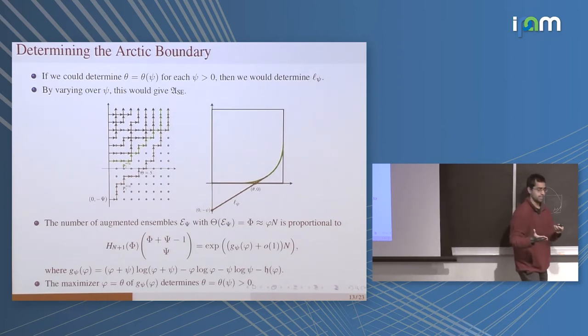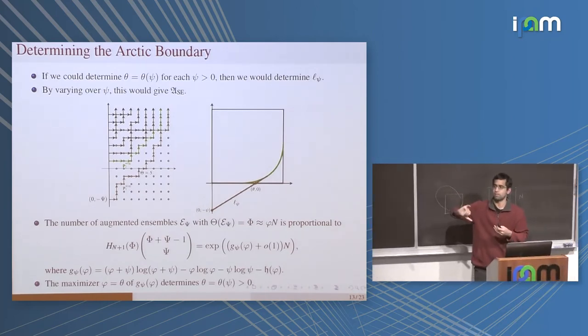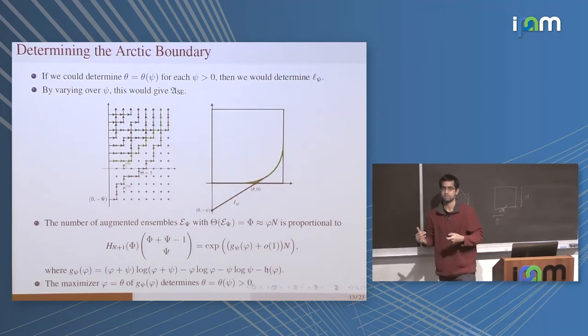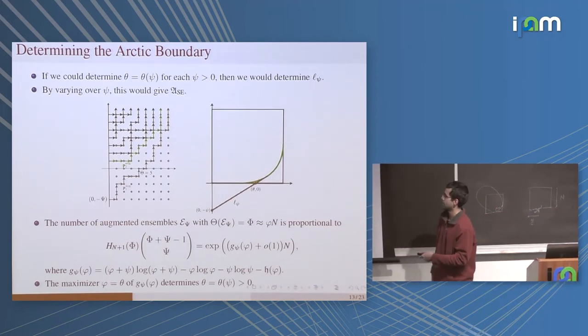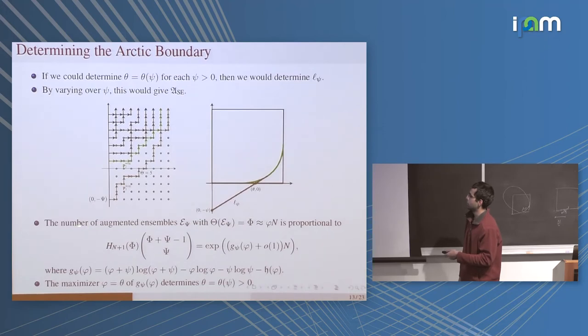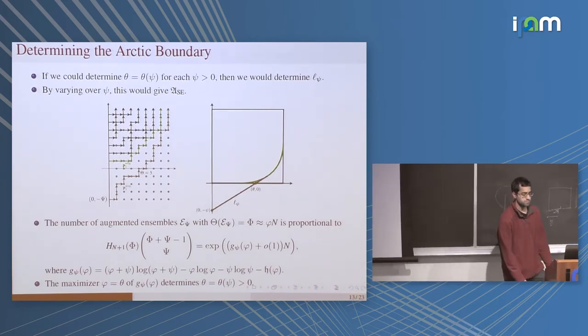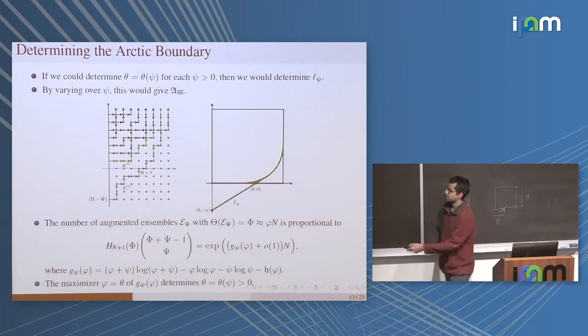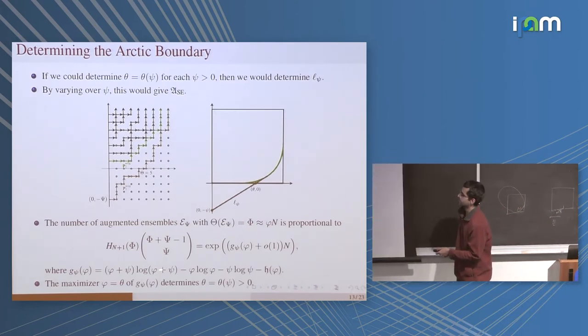But h and z are related, right? They're proportional to each other. I'm just dividing by the full partition function of the model. So it's fair for me to say that the number of augmented ensembles with a given value of theta is proportional to this h times the binomial coefficient. And this object I can easily compute the asymptotics of. You just use Stirling's formula to compute the asymptotics of this guy. And now we know the asymptotics of this guy, right?